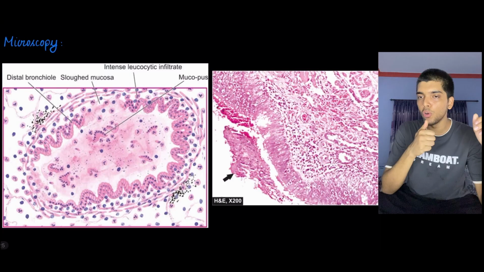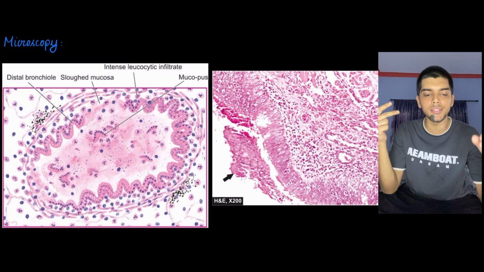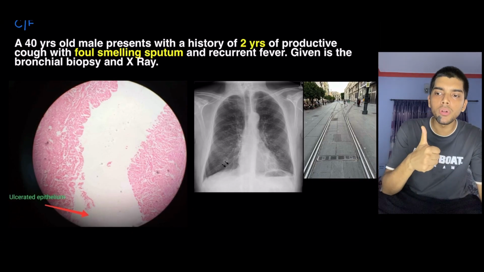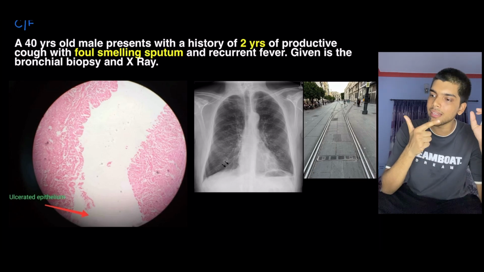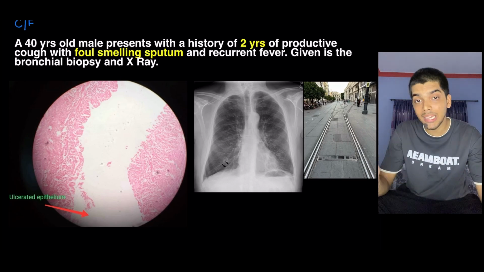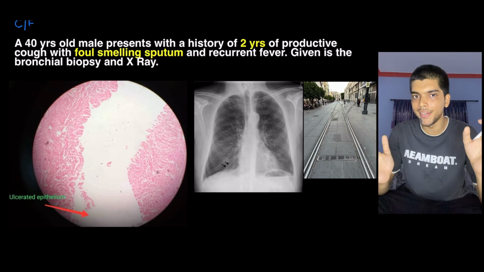Microscopically, three things: mucopus in lumen, slurred of mucosa, and inflammatory infiltrates throughout the thickness. Clinical features: the patient presents with foul smelling sputum. Upon X-ray, you can see tram track appearance, and in case of chronic cases, there might be amyloidosis. And we are done with bronchiectasis, or shall I say, we are done with chronic obstructive pulmonary diseases.